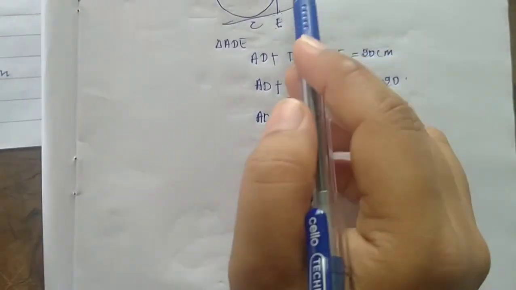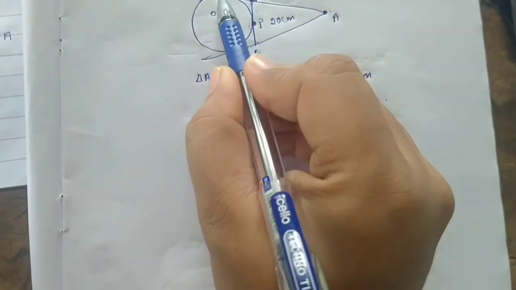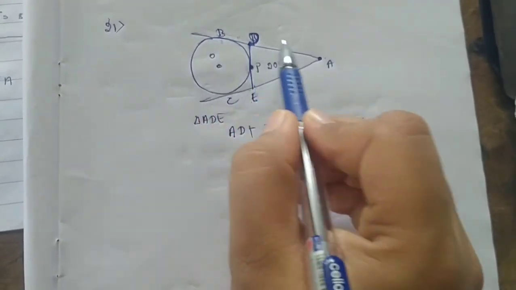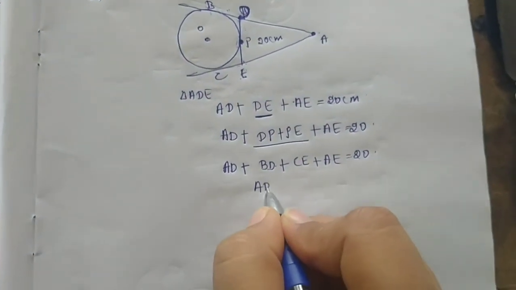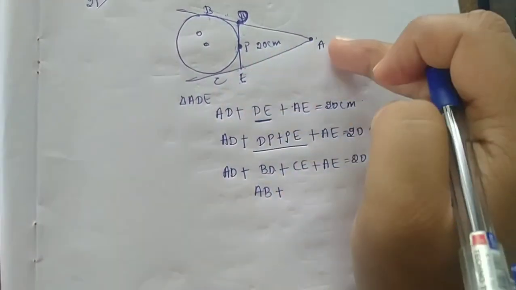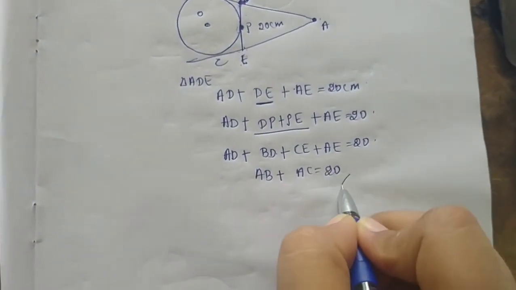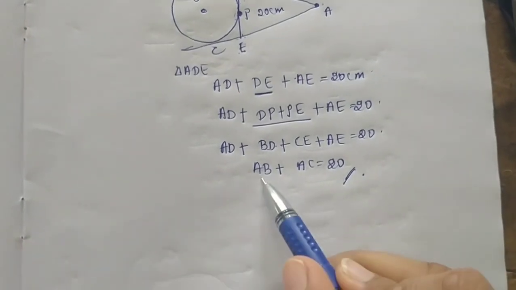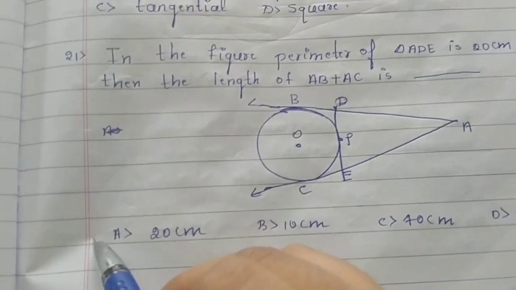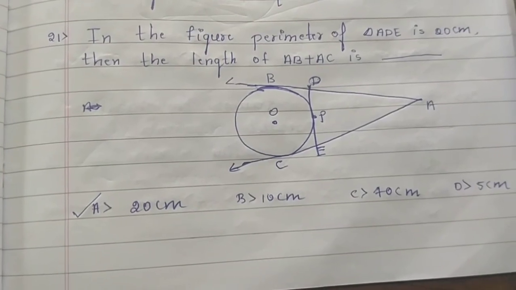Now here you can see AD plus BD can be written as AB, and CE plus AE can be written as AC. So this will be equal to 20. Therefore, the correct answer is AB plus AC is equal to 20 centimeter. That is option A is the correct answer. So now we'll move on to the next question.